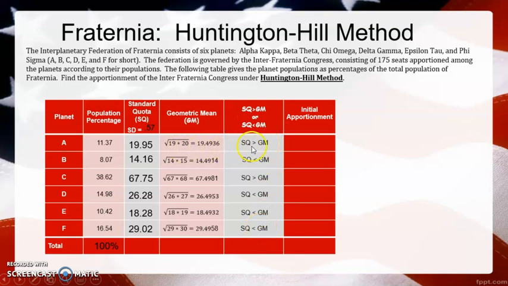So for A, because the standard quota was greater, we're going to award the upper quota. Because for B the standard quota was less than the geometric mean, we will award the lower quota. For C, we'll award upper, and D, E, and F will all get lower since they all had standard quotas that are less than the geometric mean. And we can see that our initial apportionment was in fact 175, which is what we were looking for, and therefore we do not need to find a modified divisor. If this number had been too high or too low, then we would have gone back, found the modified divisor, and repeated this entire process.